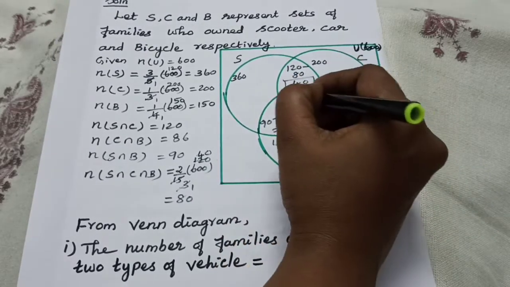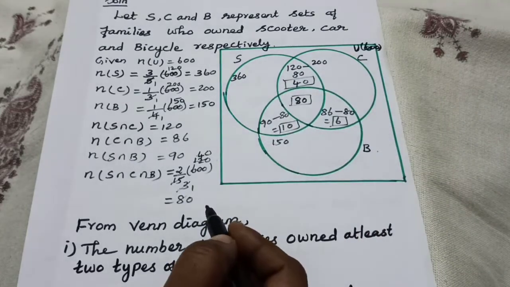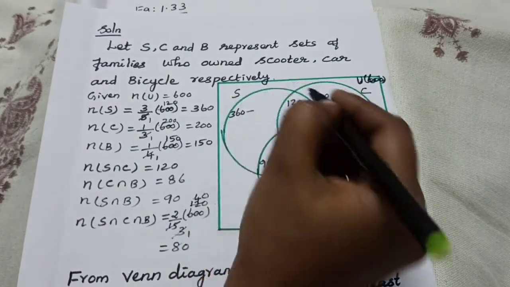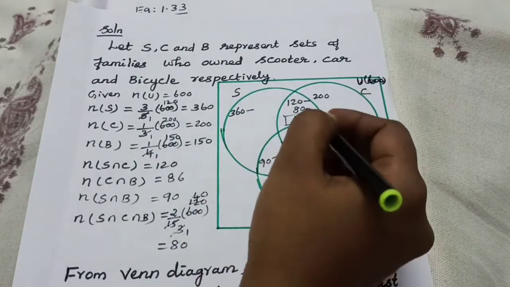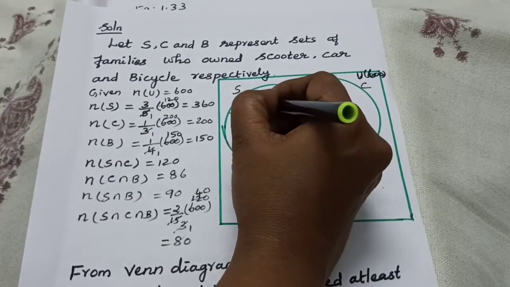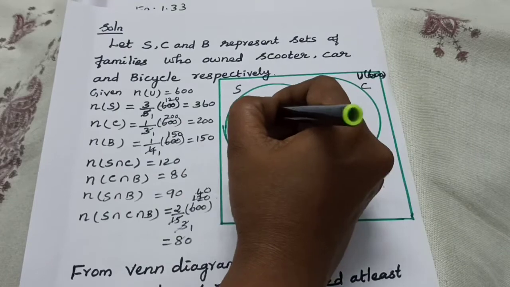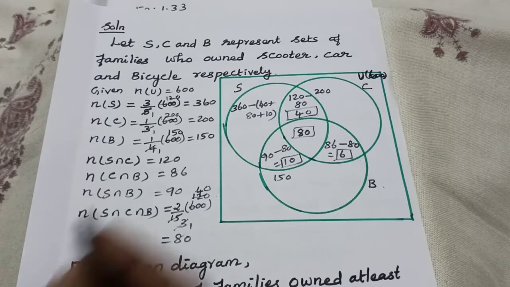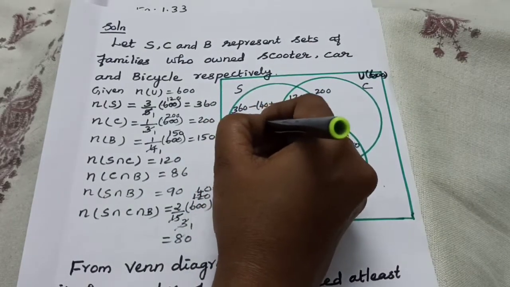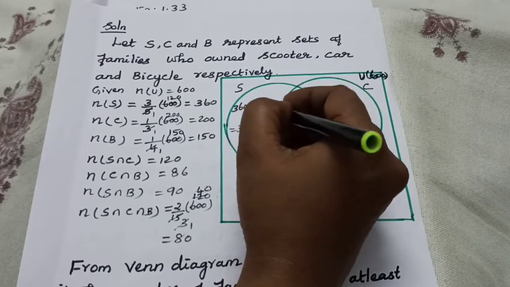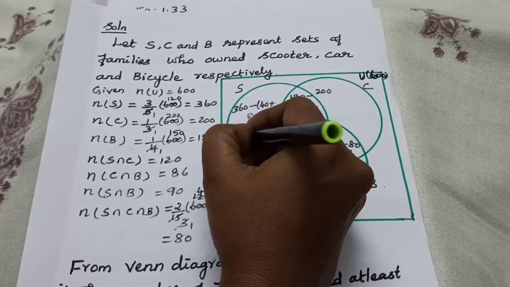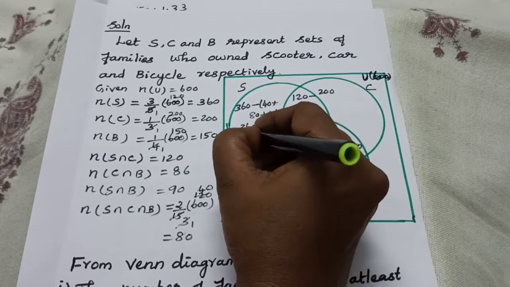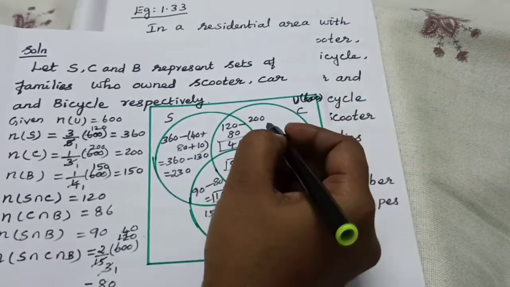Understood? Then this one, 80. All the values we have to round. Then like that, here only scooter. Only scooter, how can we find it? From here we have to subtract what? 40, 80, this 10 we have to subtract, isn't it? 40 plus 80 plus 10. We have to subtract. Then 360 minus this all 3 added means we will get 130. Then subtract here: 0, 3, 2, isn't it? 230. Okay.